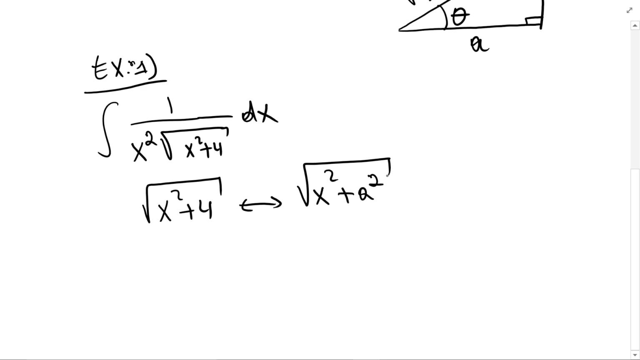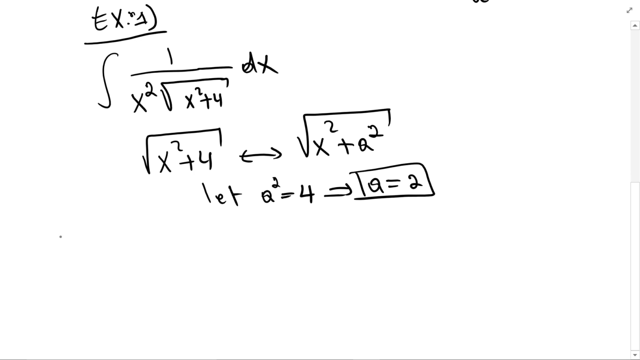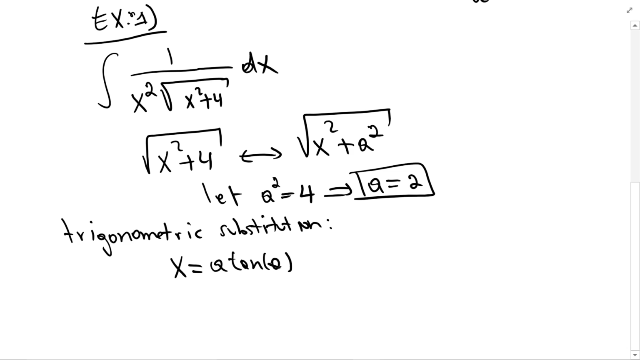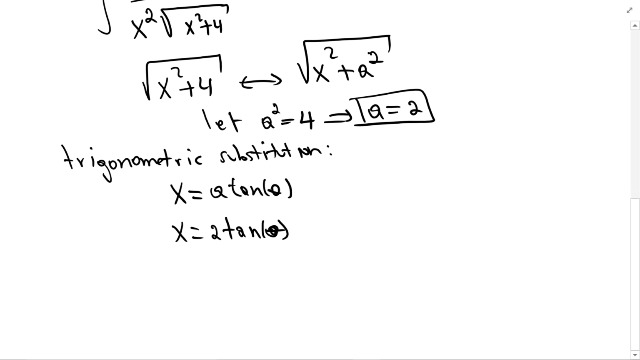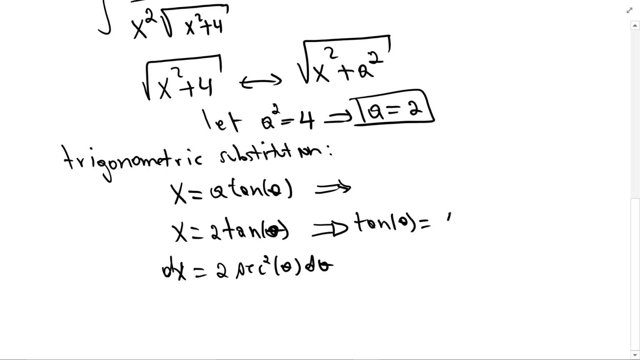When we compare these two expressions, we can let a squared equal 4. That makes a to be 2. Now that we have a equals 2, our trig substitution is going to be x equals a times tangent theta. Since a is 2, x equals 2 times tangent theta. Anytime you get x, you should find dx, which is 2 times secant squared theta d theta. And if you build your right triangle, tangent theta equals x over 2.